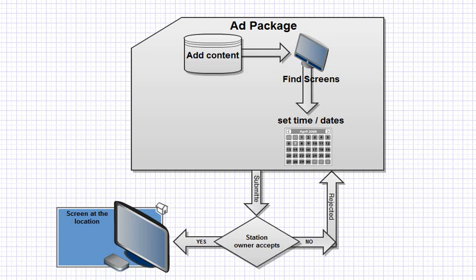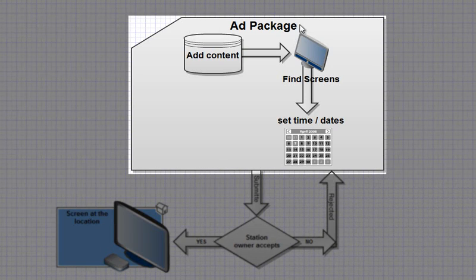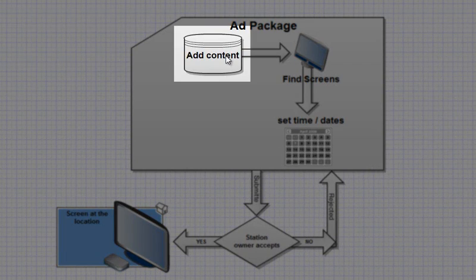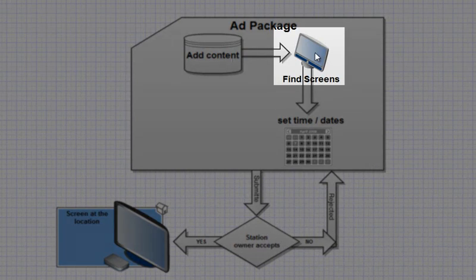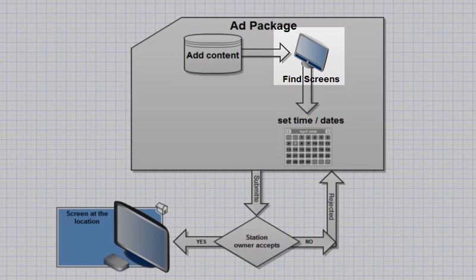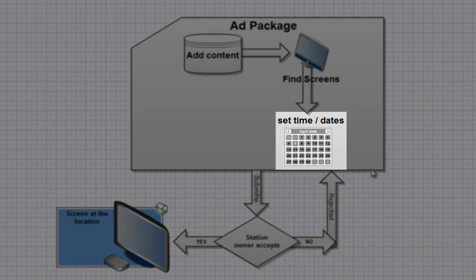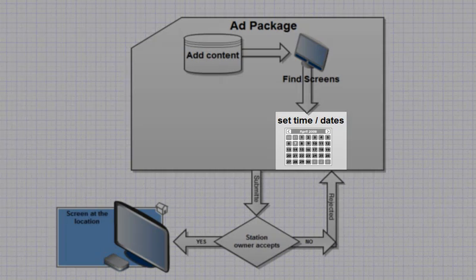So here we can review the flowchart and understand the procedure of setting everything up. So first, you create an ad package, as you can see here. The ad package includes the contents. You'll add the content of different video files and Swift animation and images. Then you'll find some available screens in the network. The ad package will also be set with a time and a date, so you can set when the ad package will start running and when the ad package will expire.